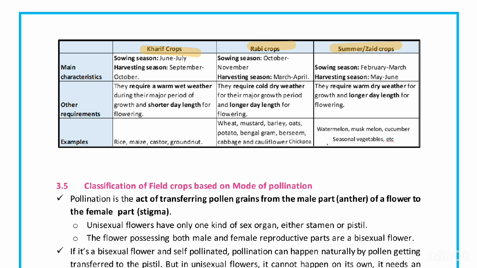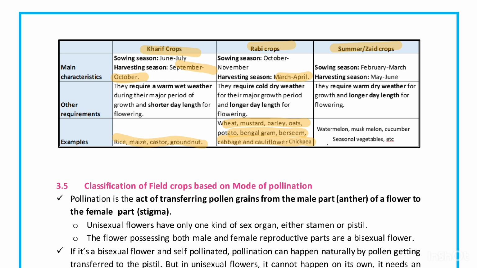Now, if we see the sowing time of the monsoon crops, it is obviously during monsoon time, that is June, July, and these crops are harvested during September to October. Crops like rice, maize, groundnut are examples of Kharif crops. If we talk about Rabi crops, all the crops that are grown during October, November, and are harvested during March and April are examples of Rabi crops. Examples are wheat, barley, oat, potato, Bengal gram, berseem, cabbage, cauliflower, and chickpea.